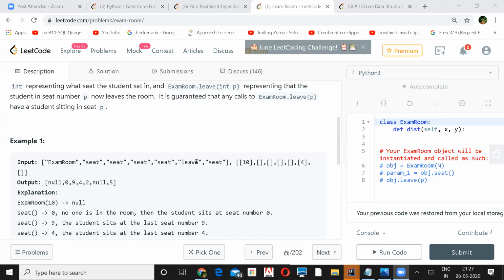And regarding leave, you will sit at 4 here. Regarding leave, 1, 2, 3, 4, we got the seats done, right?